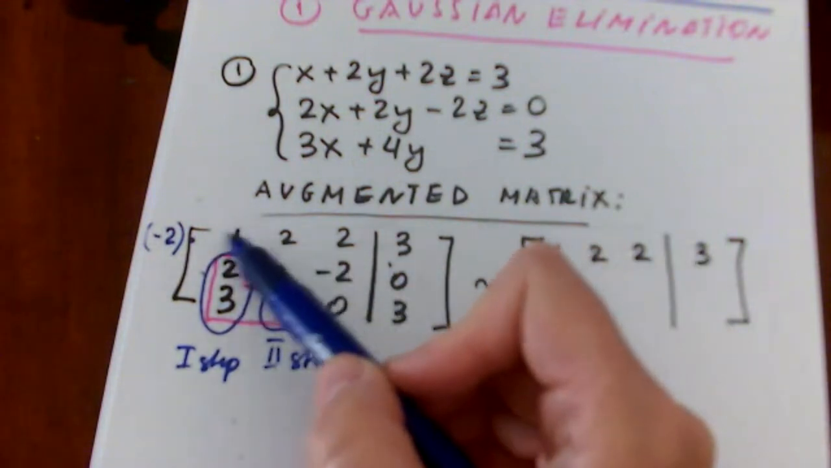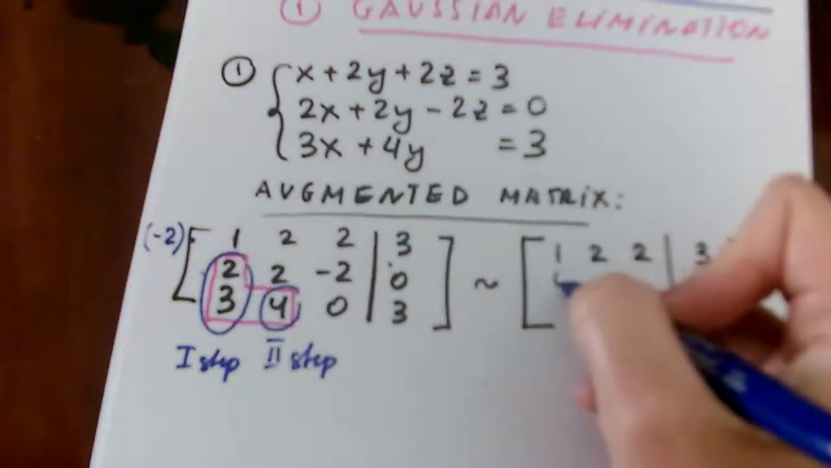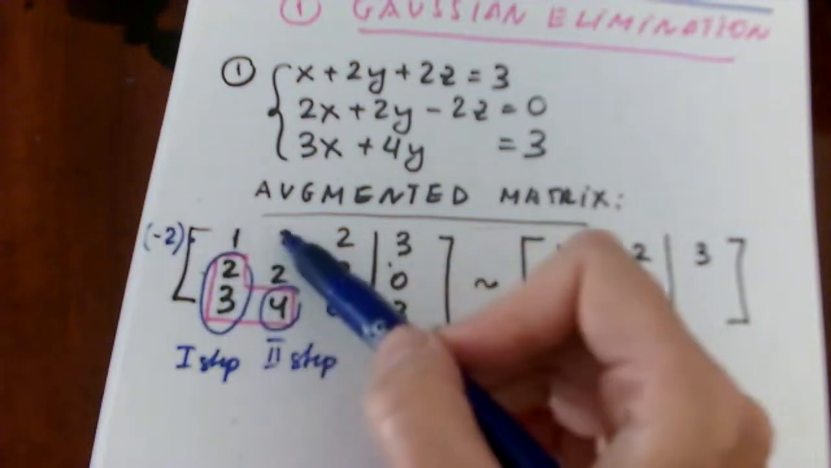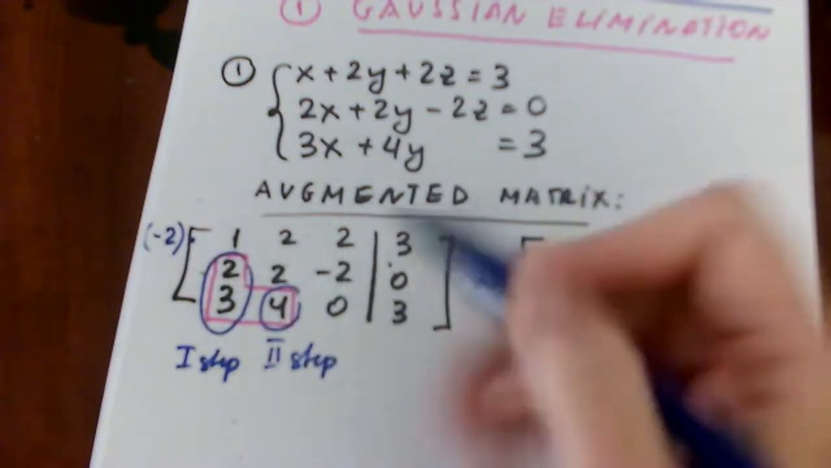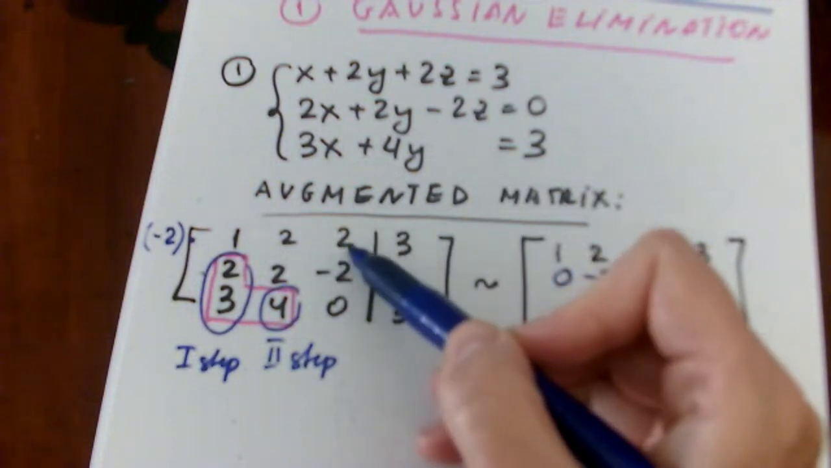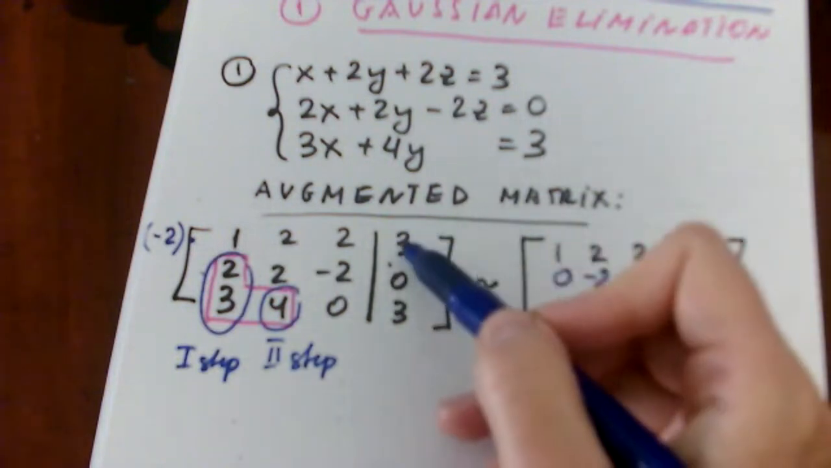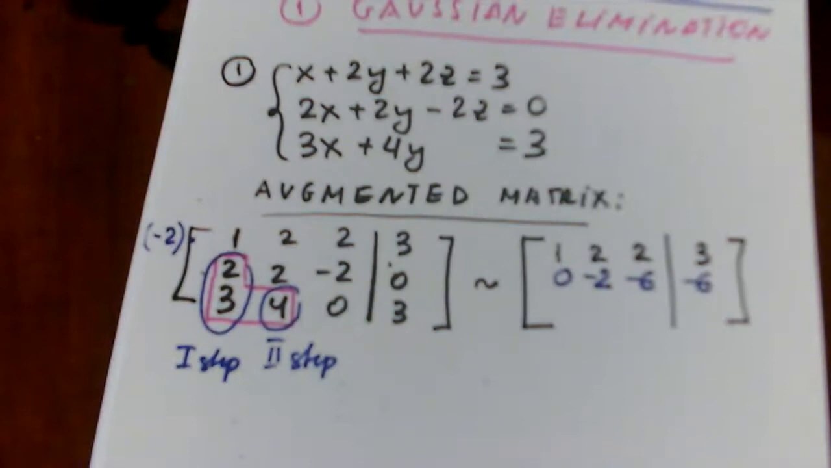So let's start. 1 times -2 will be -2. -2 plus 2 will be 0. Again, 2 times -2 will give -4. -4 plus 2 will be -2. This element will turn into -4. -4 minus 2 will be -6. And finally, -6 plus 0 will be -6. So we are finished with the second row. Let's move to the next row.